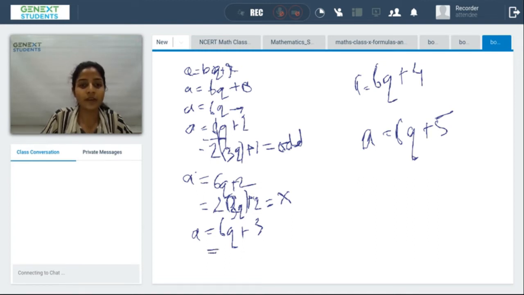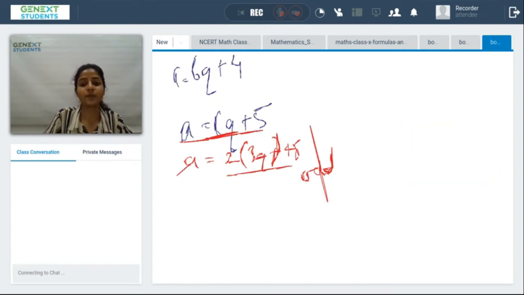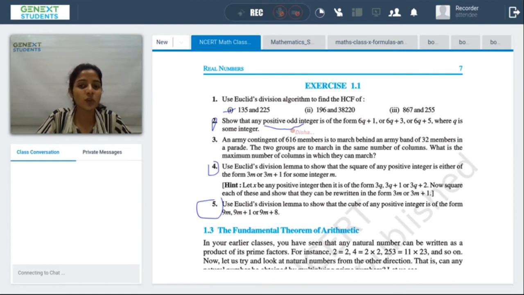Okay. Then next we have 2 into 3q plus 3. We know that 2 into any number is an even number, plus 3. So we get an odd number over here. So this is the second case. Like I'll show you again. Taking 2 common, 3q plus 5. So we'll again get an odd number over here. So that way we can prove that, hence we can show that it is always in this form, okay? 6q plus 1, 6q plus 3, or 6q plus 5.